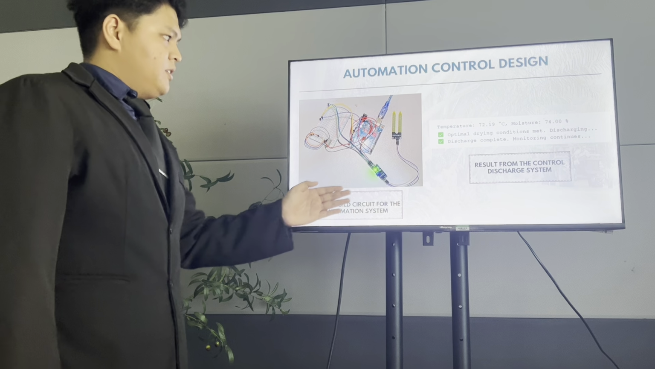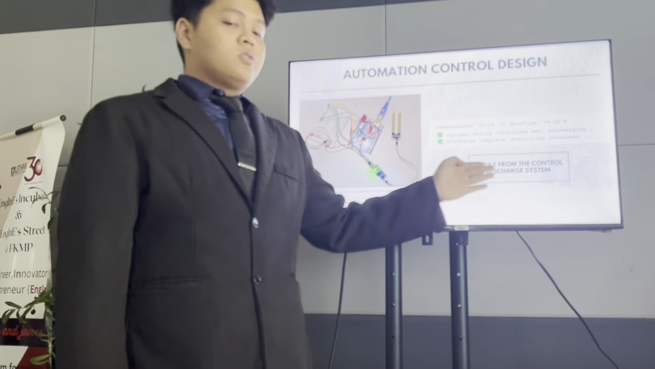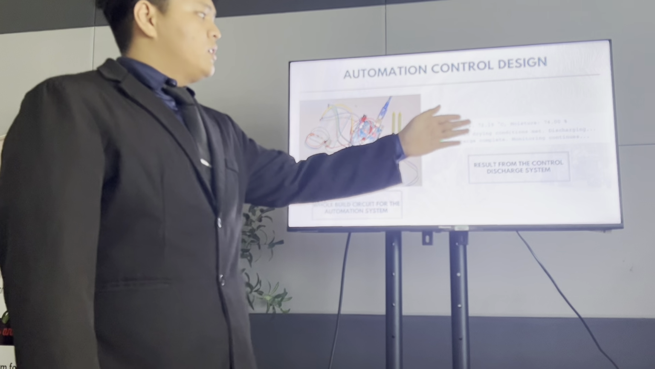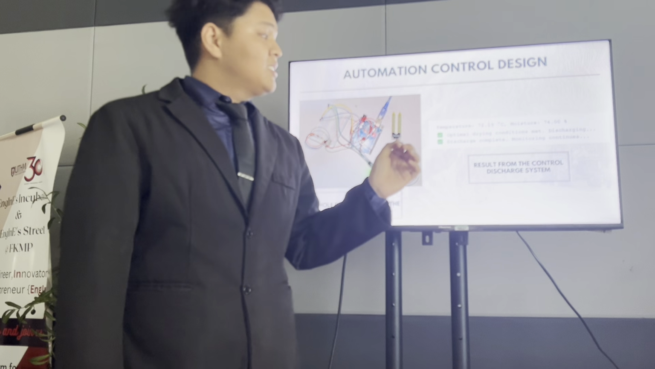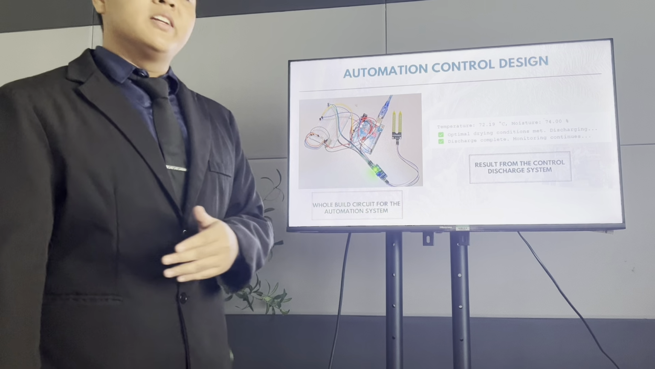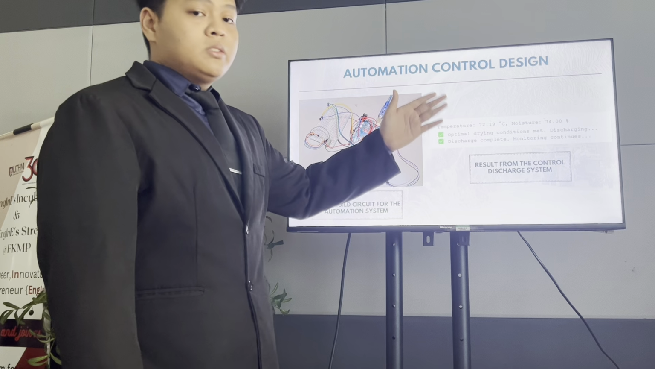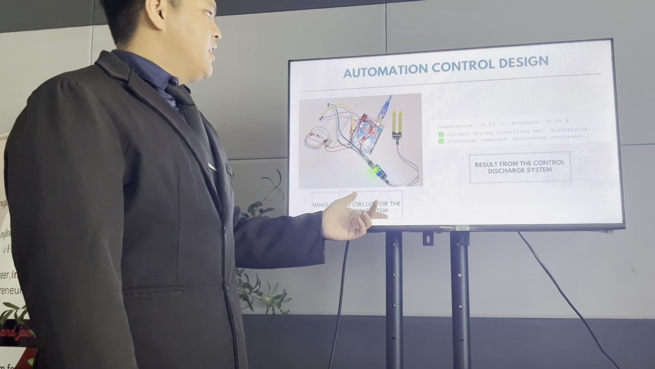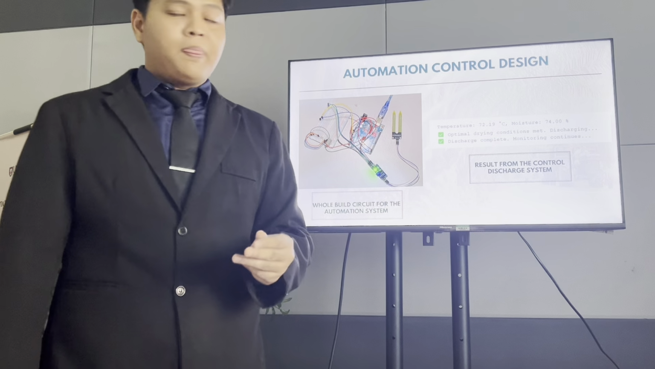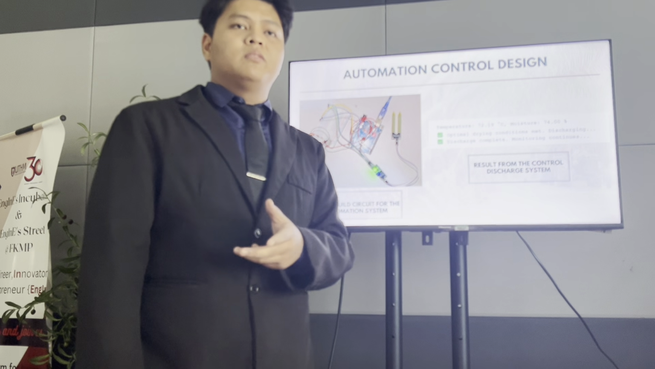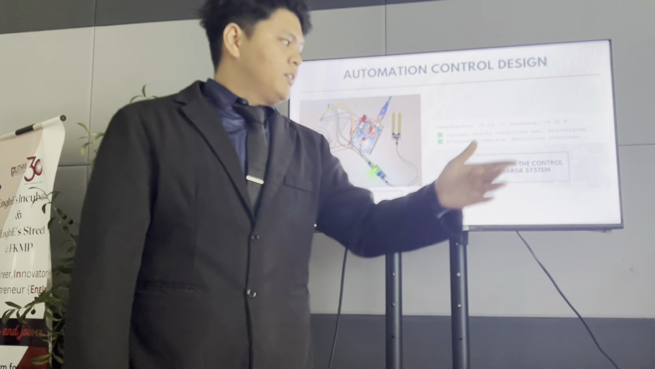And as you can see here, this is an example result from the control discharge system. When the temperature is 72.19 Celsius and the moisture is 74%, it meets the condition to discharge and release the kernel. So as we can see, optimal drain condition met, discharging. And then after the discharge is complete, the system continuously monitors the temperature and moisture.